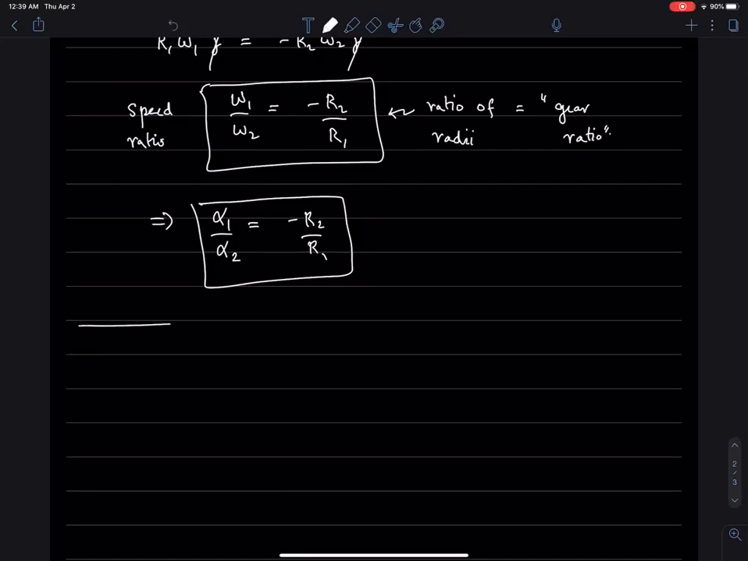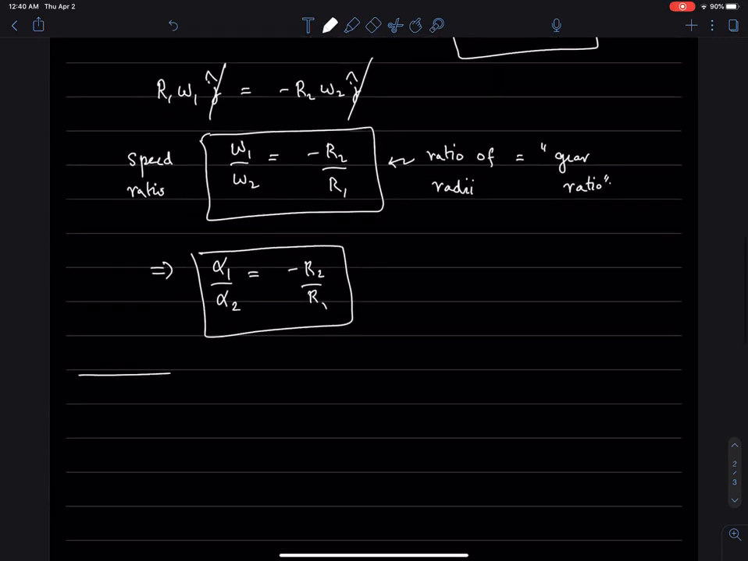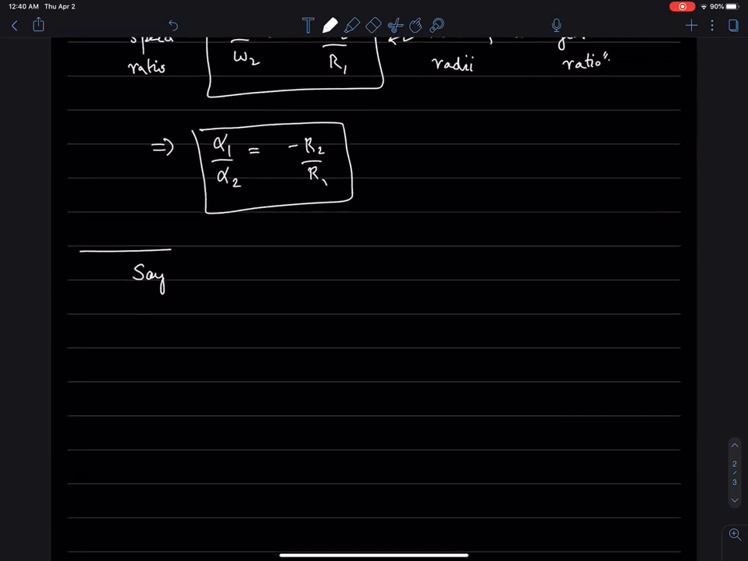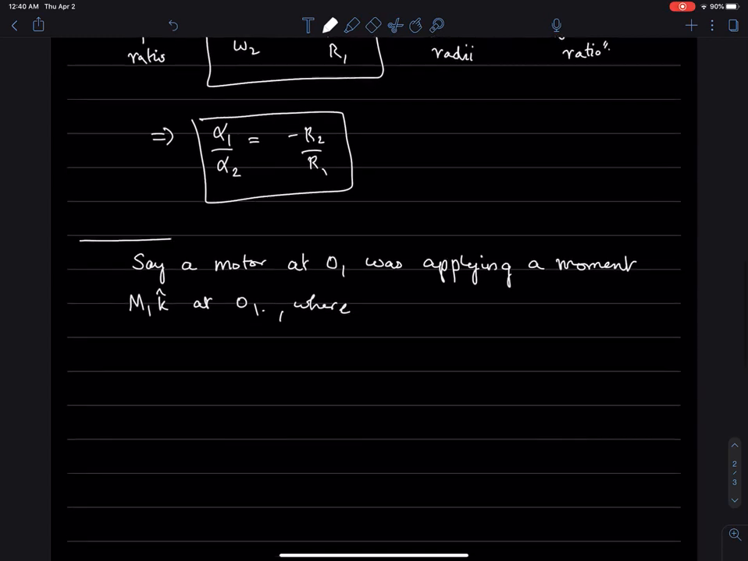Okay, here's a quick kinetics problem, building on what we talked about, the kinematics of gears. Say a motor at O1 was applying a moment M1 k at O1, where by a moment I basically mean a torque, where M1 is known.